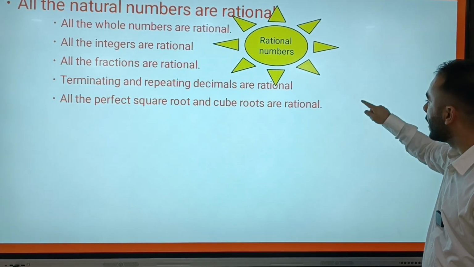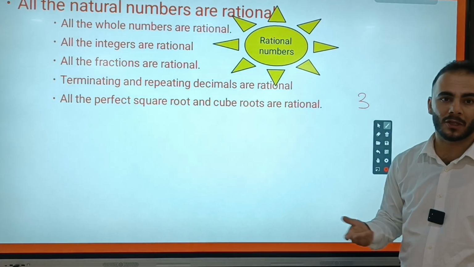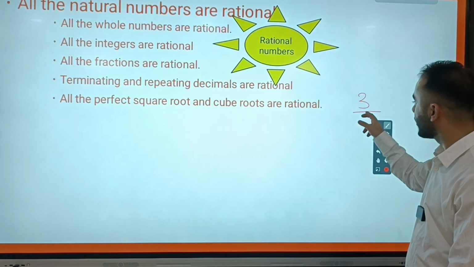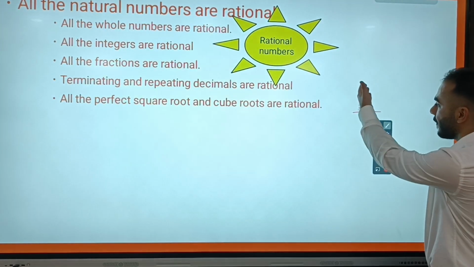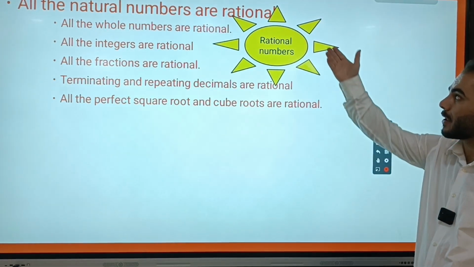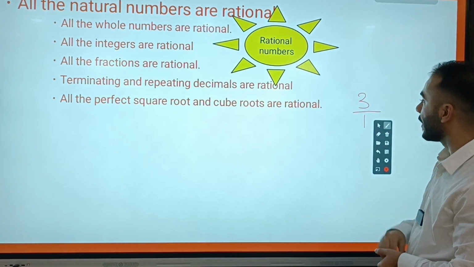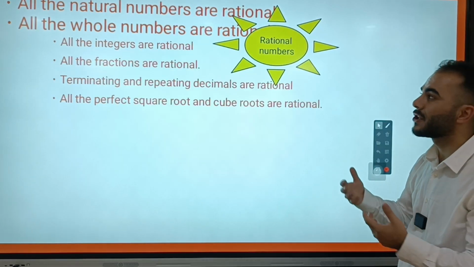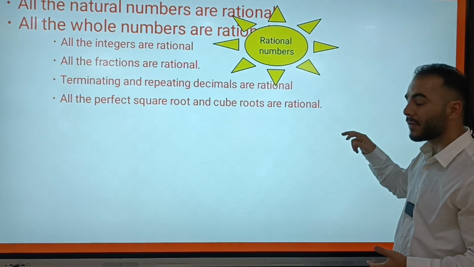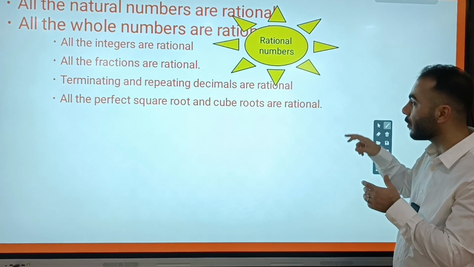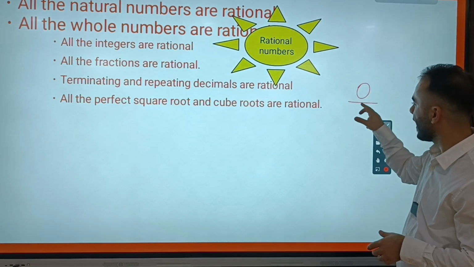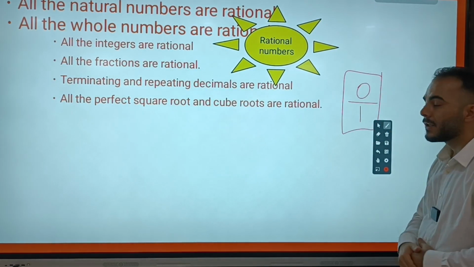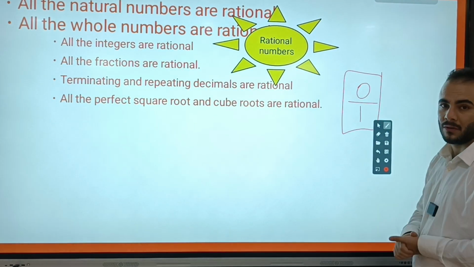You might ask me, teacher, how? So, if we have a 3, positive 3, it's a natural number. For every single natural number, we have got a denominator of 1. Since we can write 3 as a fraction, it's going to become a rational number as well. Okay. So the next note is all the whole numbers are rational. They have got the same story. For example, the difference between natural and whole numbers was 0. So this 0 can have a denominator of 1. So as you can see, it's in fraction form. Since it's in fraction form, it is a rational number.